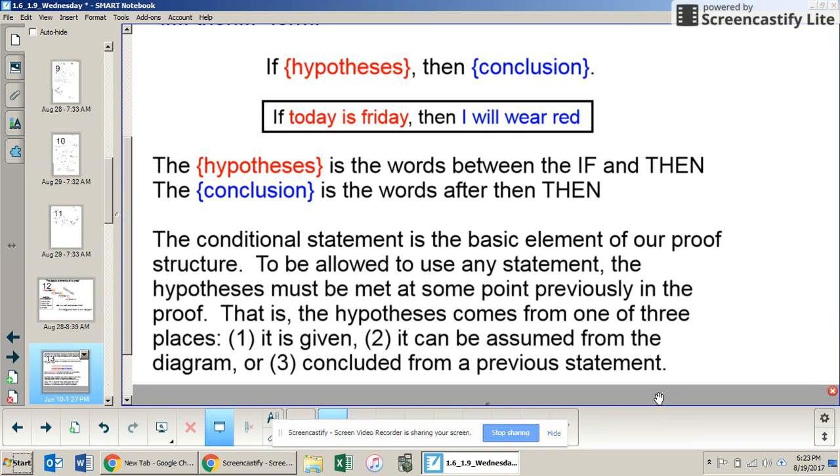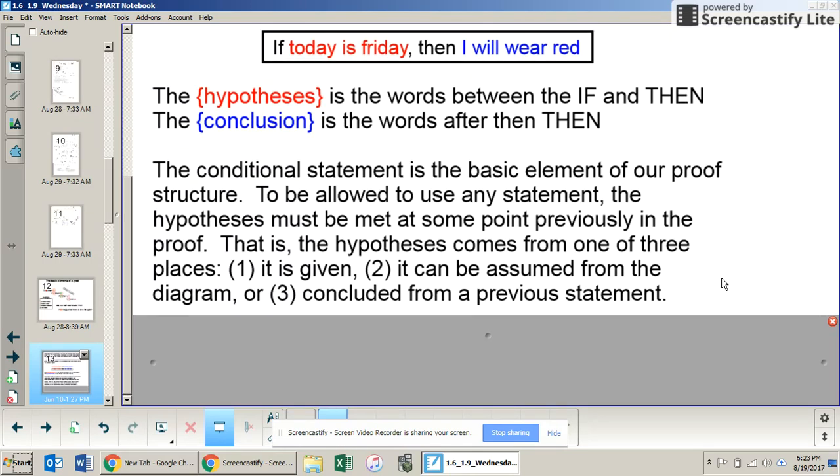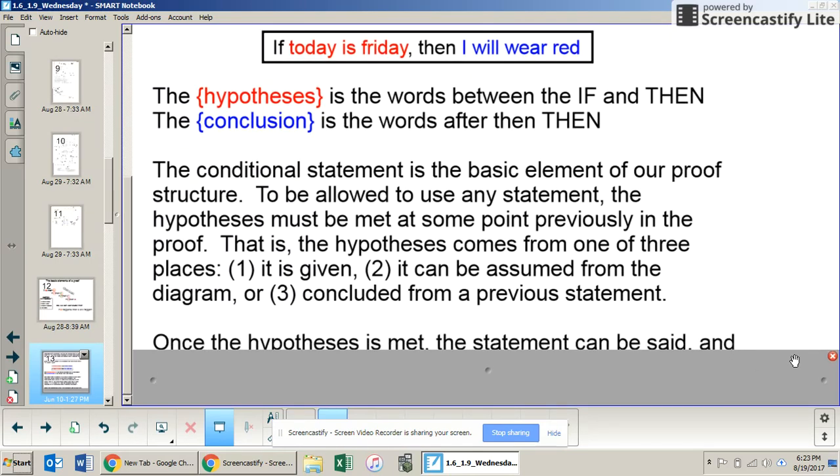So the conditional statement is really that basic element of our proof structure. To be allowed to use any statement, the hypothesis must have been met at some point. So here are some different places where the hypothesis might have been met. It might be a given statement that you have to start the proof. It might be assumed from a diagram. We've talked a little bit about that. Or it might be a conclusion from a previous statement, and there's your chain of logic that we've been talking about. You're going to see this in all kinds of different proofs moving forward.